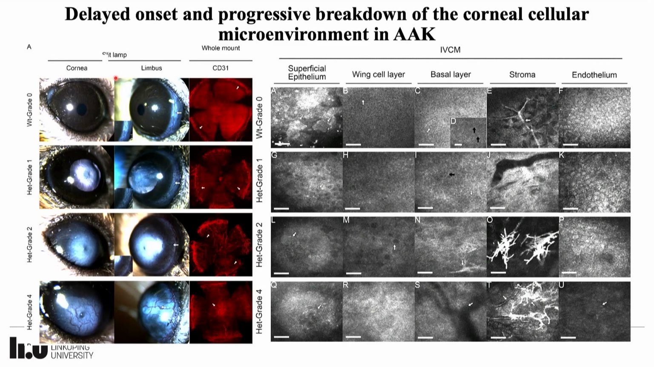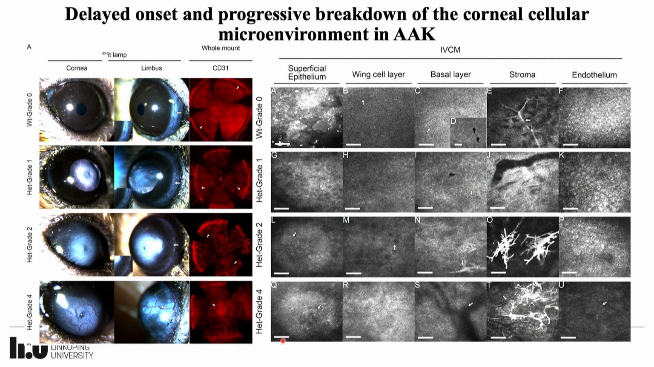The whole mount staining for CD31 also confirmed that the vessels were confined to the peripheral, to the limbal border. All the mice at the age of 1 month had grade 1 or 2, with the vessels just reaching the limbal border, invading the peripheral cornea. You can follow up the trend in the whole mount staining. As mice age and AAK progresses, vessels invade totally into the center of the cornea, and in the whole mount you can see the vessels.